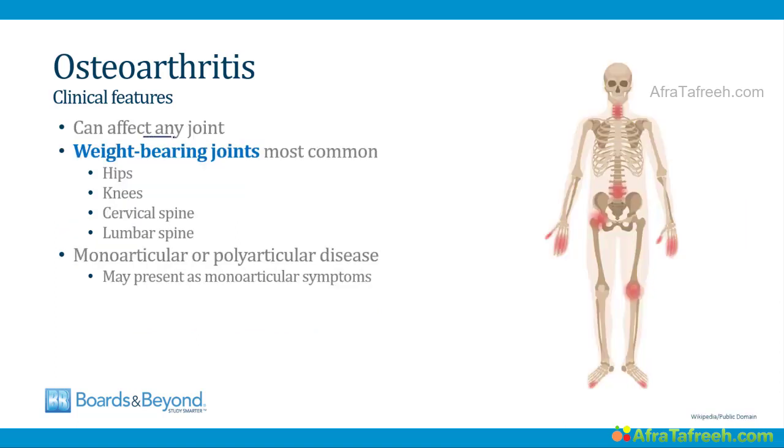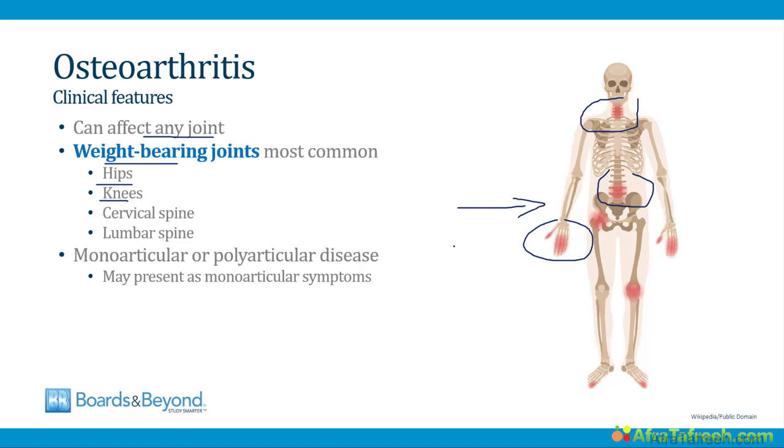Osteoarthritis can affect any synovial joint, but some of the classic joints are the weight-bearing joints. So commonly, osteoarthritis develops in the hips and the knees. It can also develop in the cervical spine or the lumbar spine. You can also see it in the hands. All these places shown in the skeleton are where osteoarthritis commonly occurs.